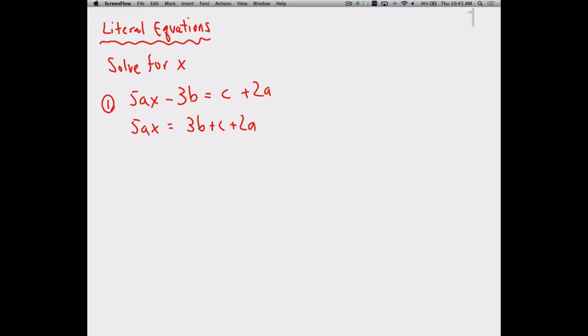Now what? Divide by 5. Rebecca. Divide both sides by 5. Well done.